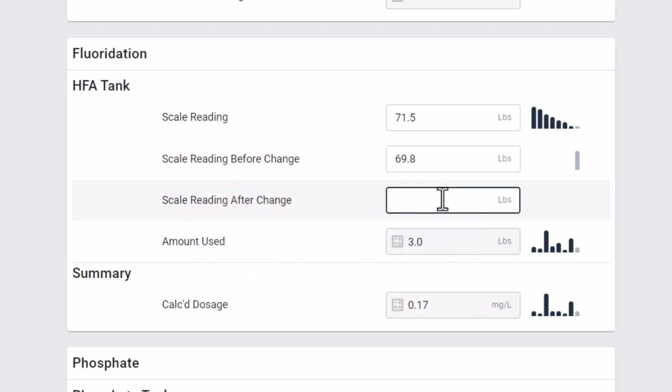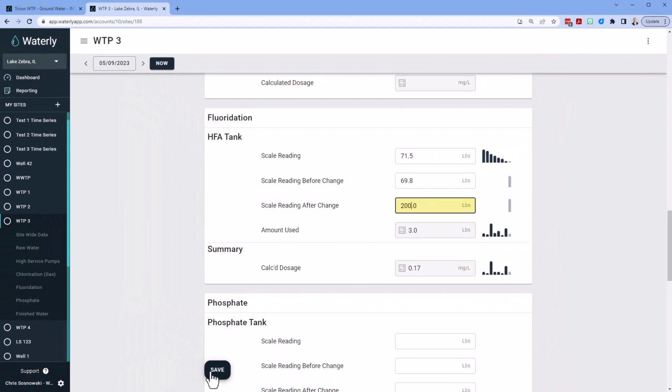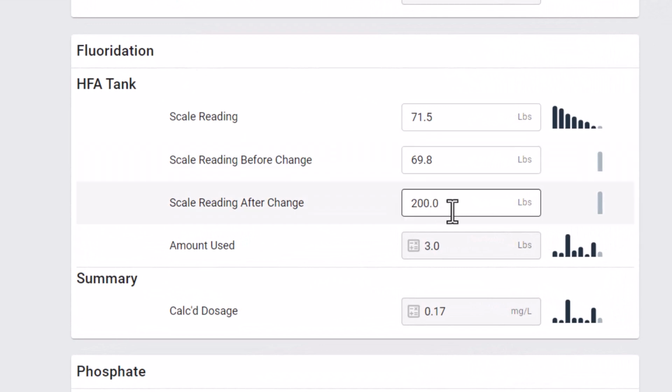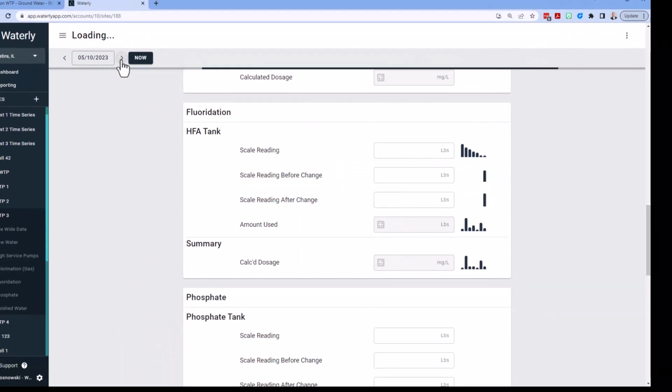So now that the tank has been filled from the bulk truck, this actually got filled all the way up to 200 pounds. And that is what the reading is going to be after the bulk tank filled. We're going to save that, and you can see indicating what the level was after the bulk fill does nothing to change the amount used in the previous day. So let's fast forward a day.